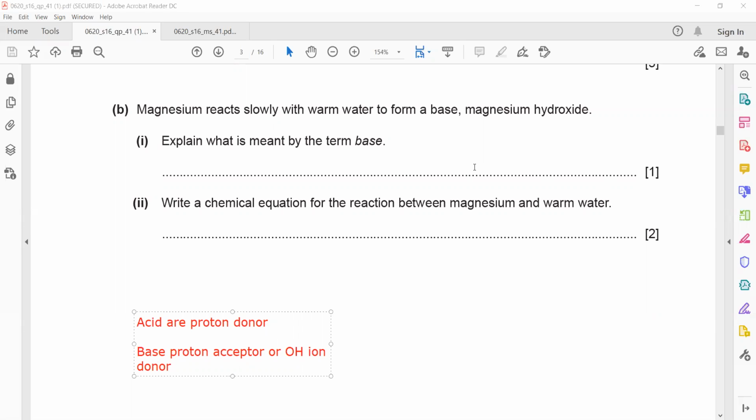If a base dissolves in water, then we call that an alkali. Oxides or hydroxides of metal, but this definition is not valid for all the substances, because some of the metal hydroxides or metal oxides are amphoteric. Amphoteric means they can react with both acid and alkali. So the complete definition for a base is a proton acceptor or hydroxide ion donor.